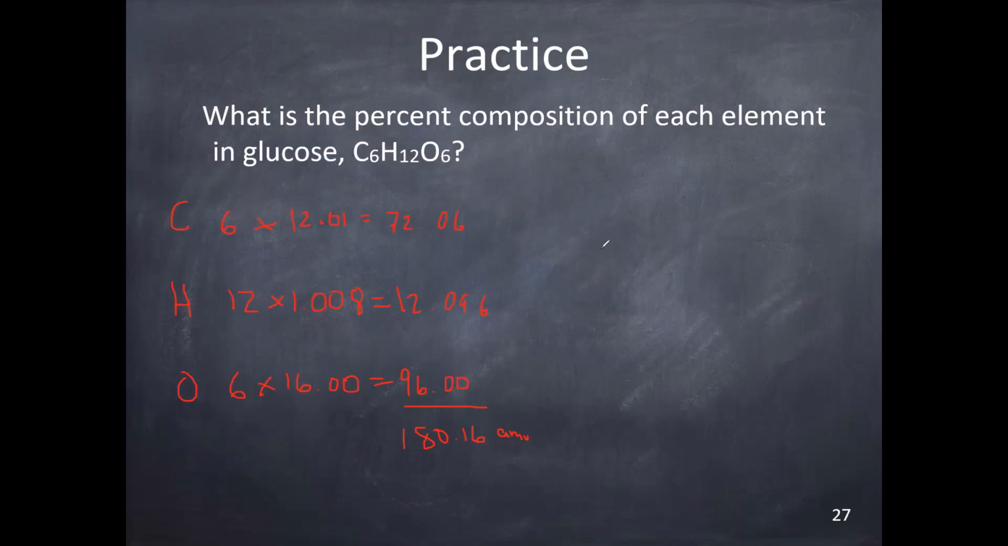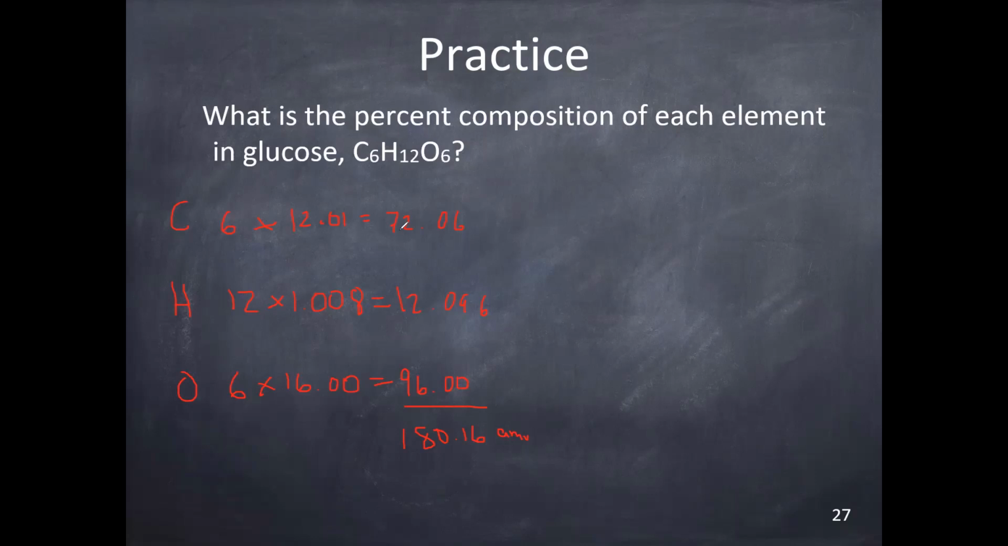And now if we wanted to get the percent of any of these individual elements, if we wanted carbon, we could do 72.06 divided by the entire thing times 100. Or the same thing with hydrogen or oxygen. We would just want to make sure that we're using the part for that element. So 12.096 on top for hydrogen, or 96 on top for the oxygen. But I forgot to write down the answer for that one, so I don't actually have it. But it's going to be just a little over 50% for the oxygen.